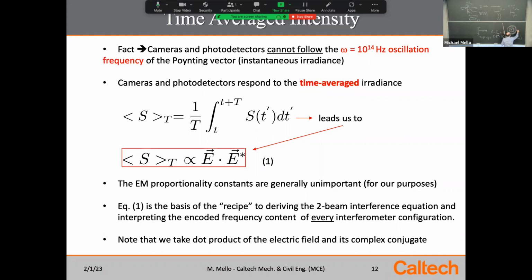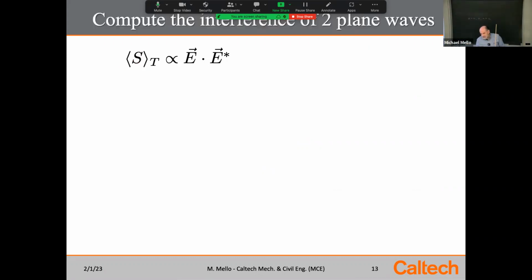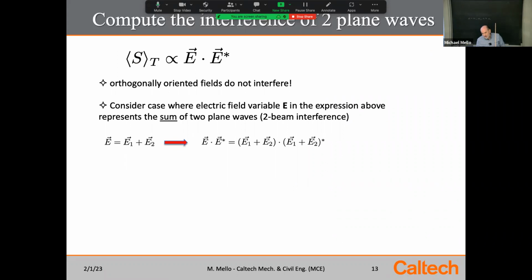So this is bright. This one is dark, and there's some variation going on. That is a standing interference pattern, which is the E E conjugate that the camera is seeing, that your eye is seeing if you make that pattern and project it on a sheet of paper in the lab, okay? So I have to tell you this because that's the recipe for how to do the interferometer equation.